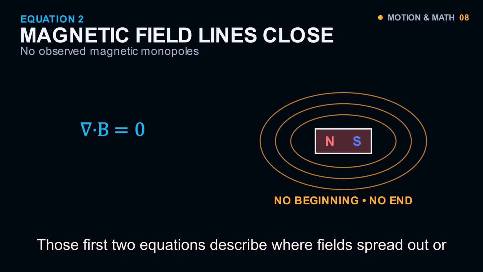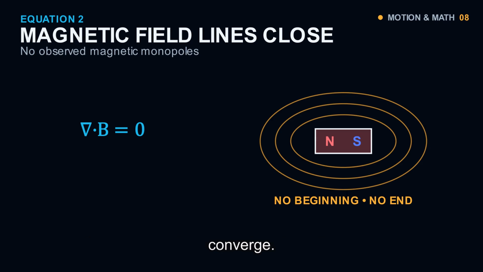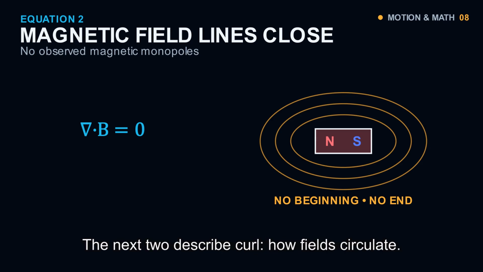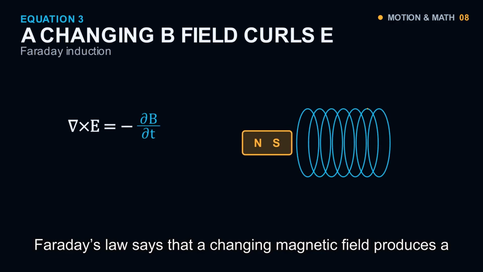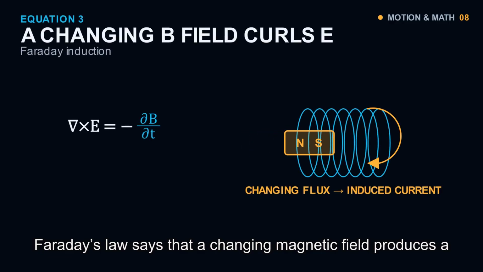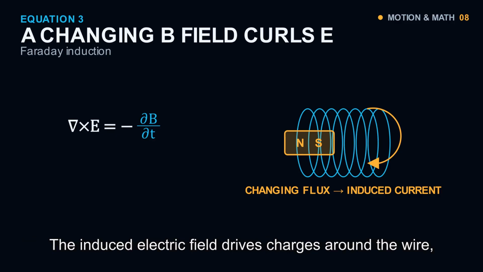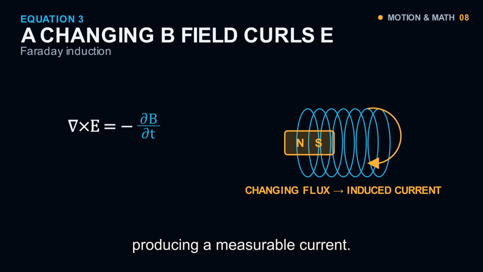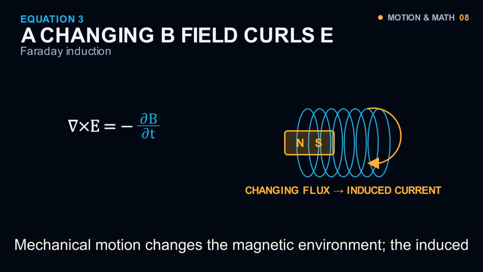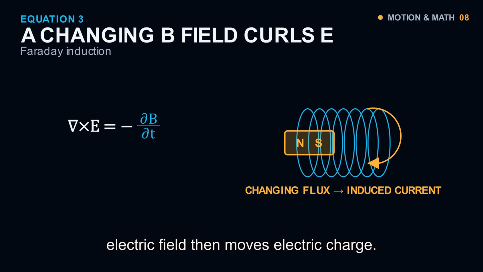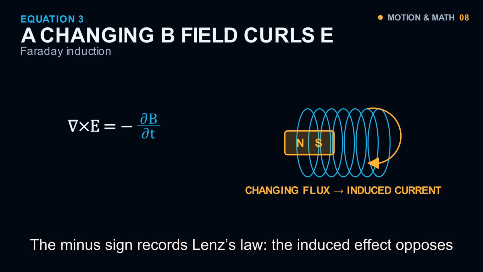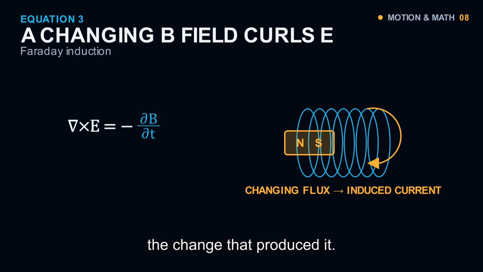Those first two equations describe where fields spread out or converge. The next two describe curl, how fields circulate. Faraday's law says that a changing magnetic field produces a circulating electric field. Move a magnet through a coil, and the magnetic flux through the coil changes. The induced electric field drives charges around the wire, producing a measurable current. This is the principle behind generators. Mechanical motion changes the magnetic environment, the induced electric field then moves electric charge. The minus sign records Lenz's law, the induced effect opposes the change that produced it.